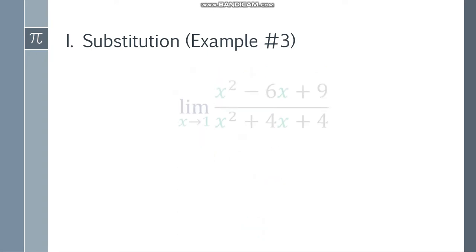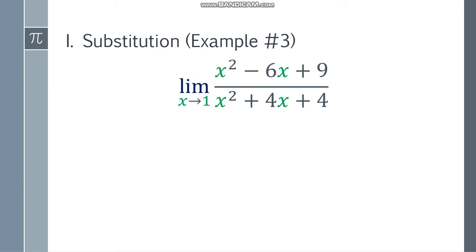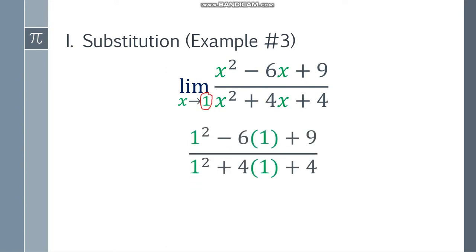Example number 3. Let's have a more difficult one. Paano kapag ganito? Hanapin natin yung limit na to as x approaches 1. x squared minus 6x plus 9 over x squared plus 4x plus 4. Again, substitute mo lang yung 1 kasi ito yung limit natin, limit as x approaches 1. So 1 squared minus 6 times 1 plus 9 over 1 squared plus 4 times 1 plus 4. So that will be 1 minus 6 plus 9 at meron tayong 1 plus 4 plus 4 sa denominator.